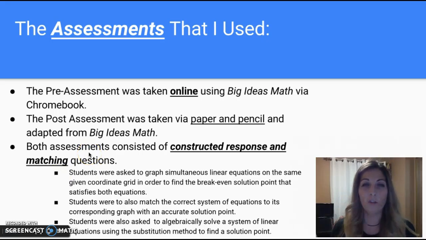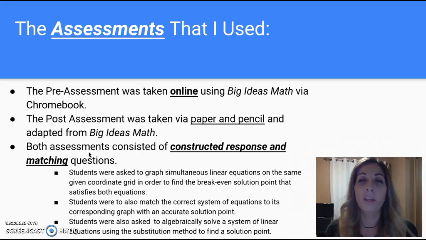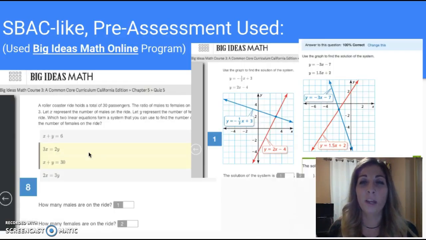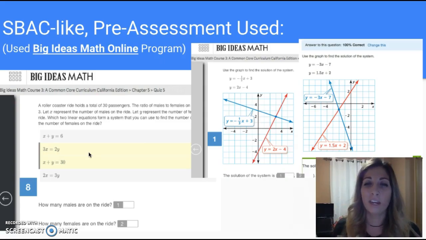The assessments that I used were both taken from the Big Ideas math curriculum. The pre-assessment was done online, and the post-assessment was done via paper pencil. All questions were constructed response questions and or matching questions, and they either asked them to solve systems using graphing or by substitution. The pre-assessment, like I said, was taken online, and here is a sample of two questions and how the student answered one of the questions.